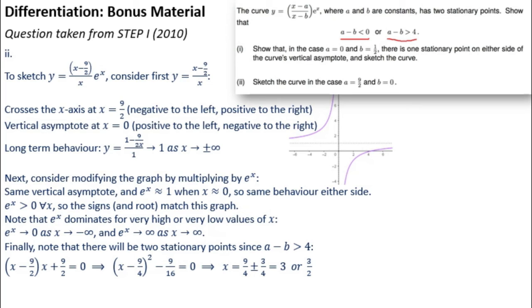Again, I've used completing the square. You can use whatever method is most convenient for you. And I've got 3 and 1.5. So those are the x coordinates of my stationary points.